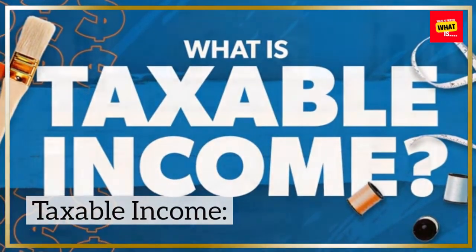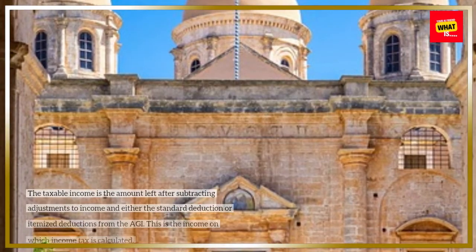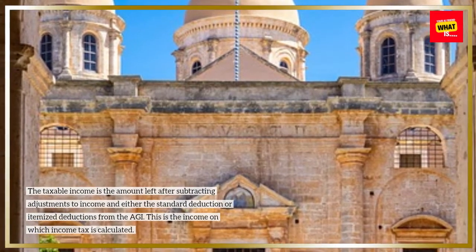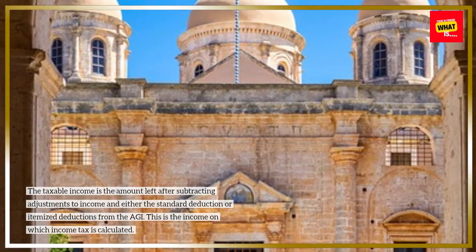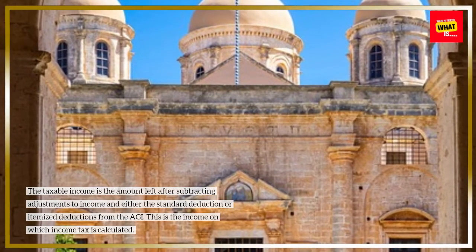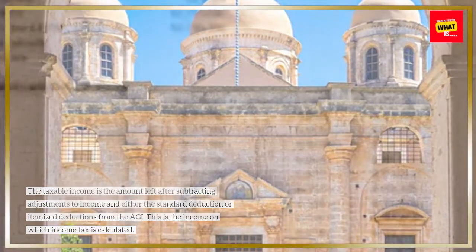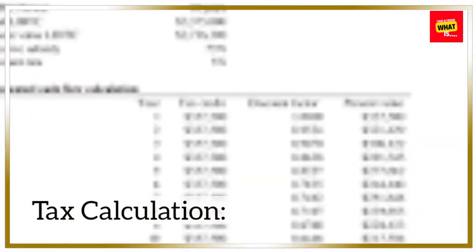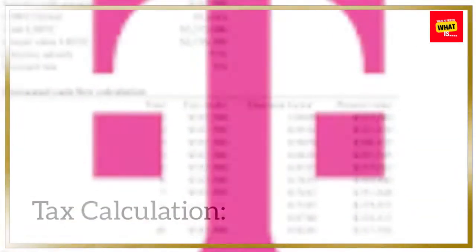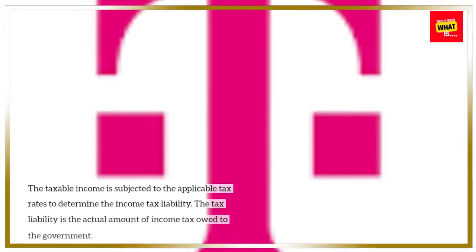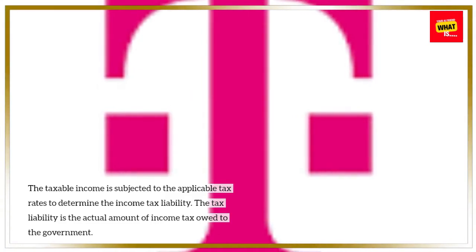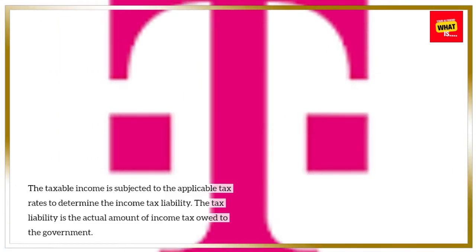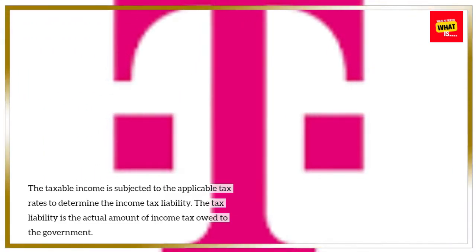Taxable income. The taxable income is the amount left after subtracting adjustments to income and either the standard deduction or itemized deductions from the AGI. This is the income on which income tax is calculated. Tax calculation. The taxable income is subjected to the applicable tax rates to determine the income tax liability. The tax liability is the actual amount of income tax owed to the government.